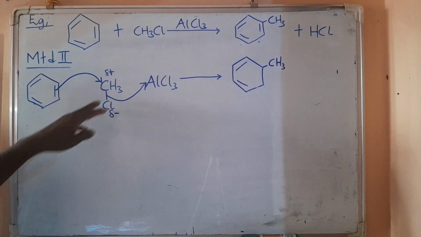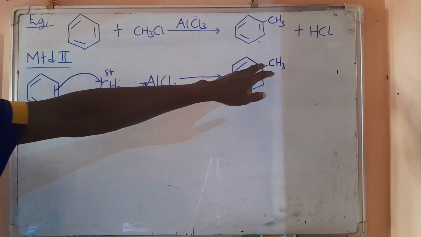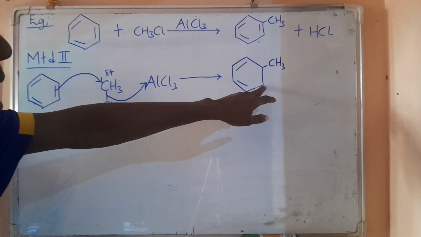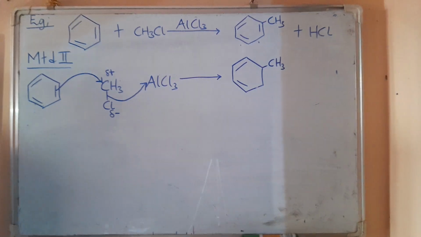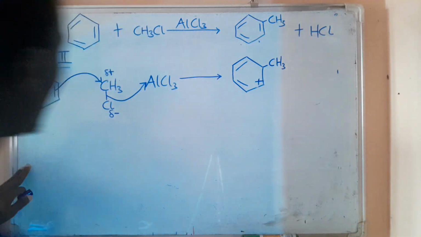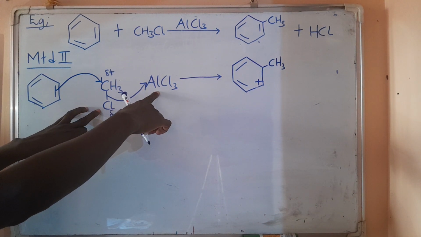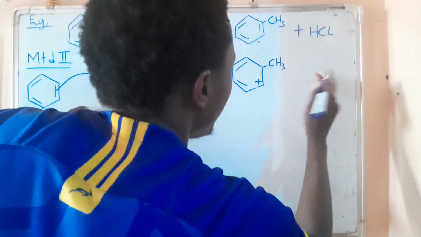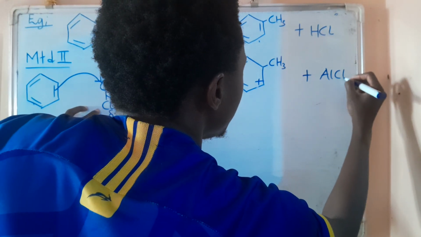Markovnikov says that this group will go to the nearest carbon that has more hydrogens. But from the structure of benzene, which we saw in the previous videos, this carbon has one hydrogen and also this carbon has one hydrogen. So the methyl group can come here or go there up. So if I put it up, then the carbon there is electron deficient. Now chlorine and this aluminium chloride, they have formed this negatively charged ion.